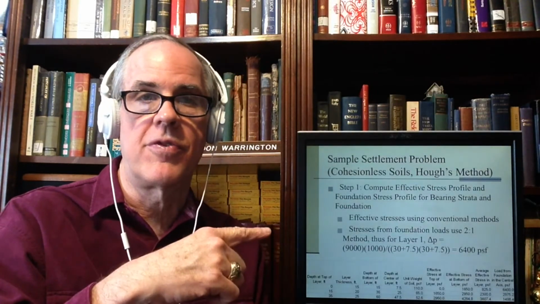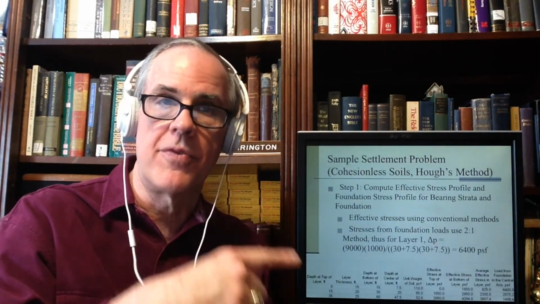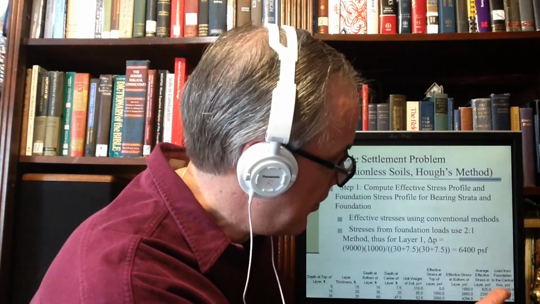Now, we have the stress from the foundation. I'm going to use layer 1 as an example, but the calculation's all the same methods. I use a 2-to-1 method for layer 1. The delta P due to the foundation is this formula. Again, this is taken from what we've done before. We're doing it again. And I end up that the stress increase in the first layer is 6,400, but you'll notice as we drop down here, it decreases.